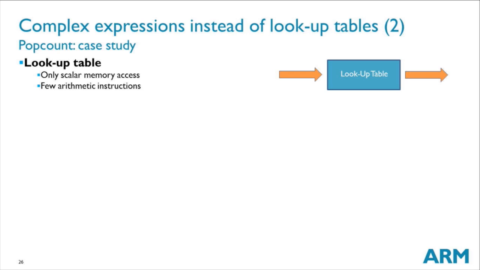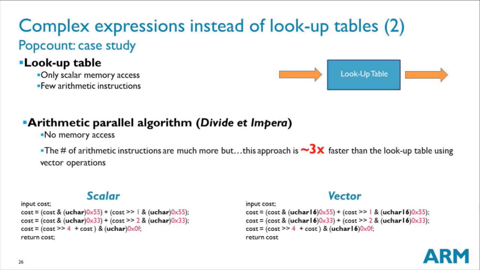One possible approach is a lookup table. It could be a really fast approach on the CPU because we have a big cache, so if we fit a lookup table in the cache, it could be really fast. But it has an important drawback: it only has a scalar memory access. Another approach is divide and impera, also called the arithmetic parallel algorithm. It doesn't have memory access, and it increases the number of arithmetic instructions compared to the lookup table. But this approach is 3 times faster than the lookup table using vector operations. So the suggestion is to try to use complex expressions instead of lookup tables.